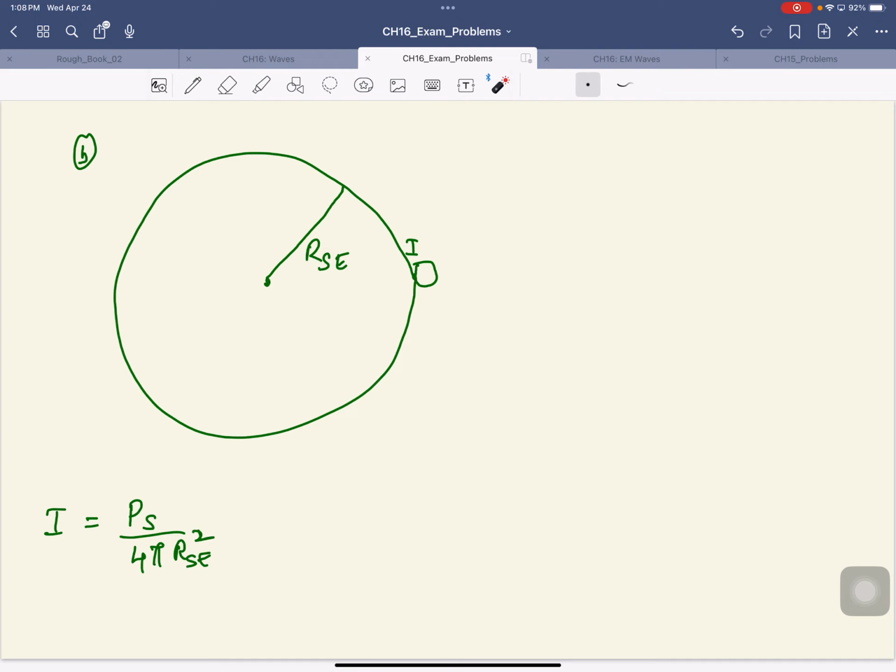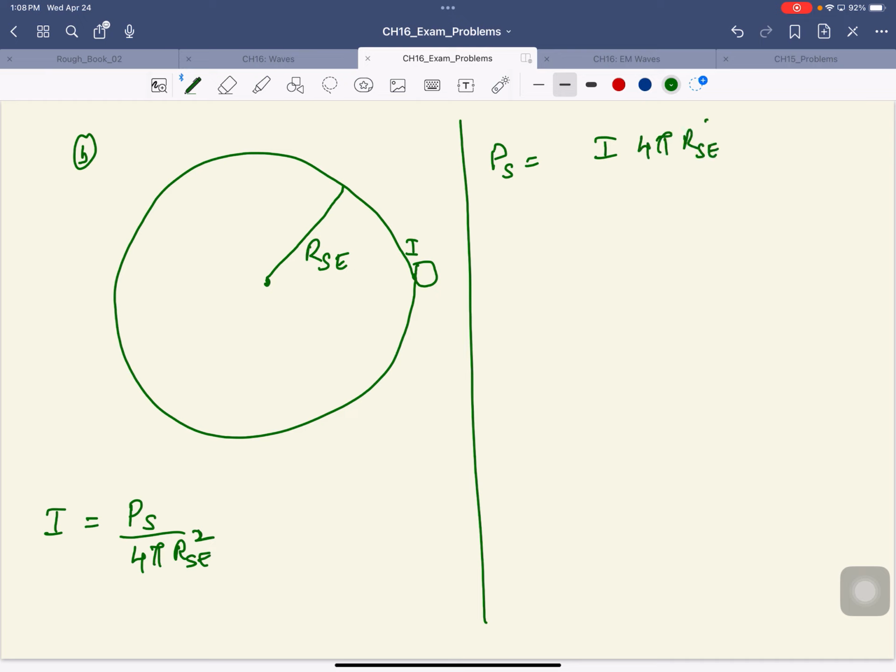Okay. So that's the sphere. So the power radiated by the sun is intensity at the Earth times 4 pi r, the sun-Earth distance squared. This is 1400 watts per meter squared, times 4 pi. Okay, so Earth-Sun distance, we have to look it up.